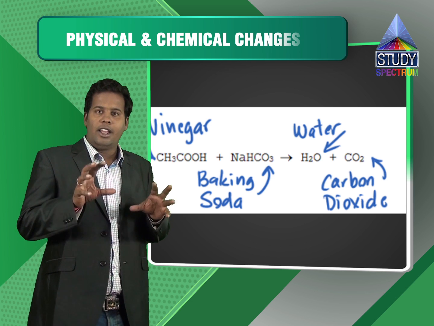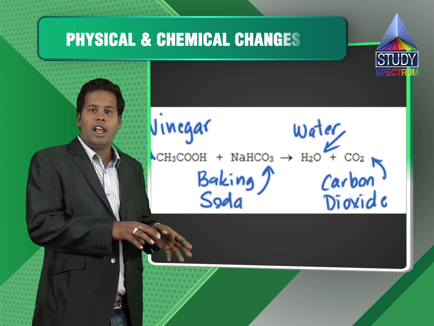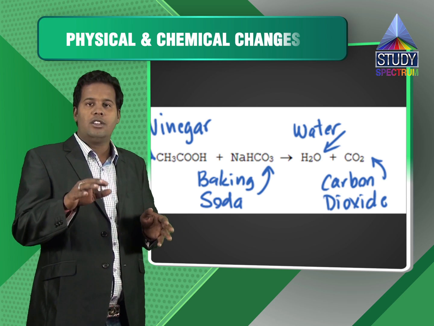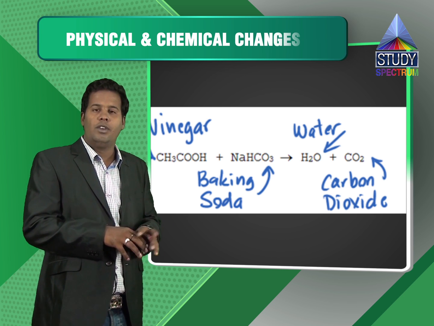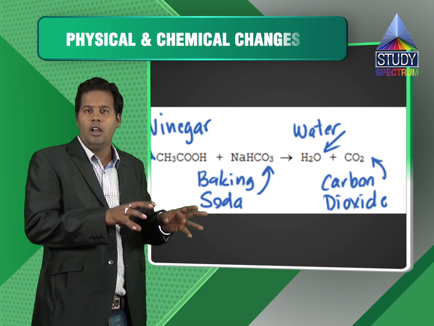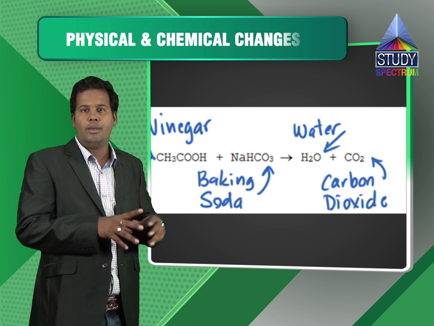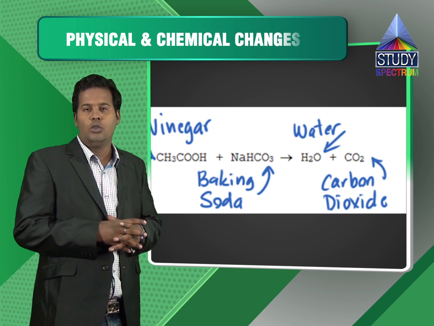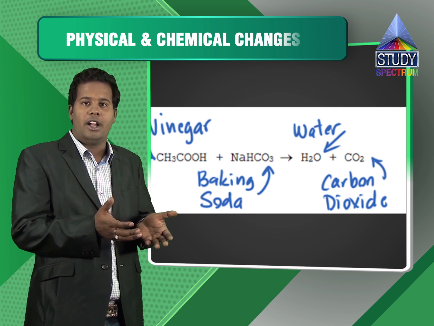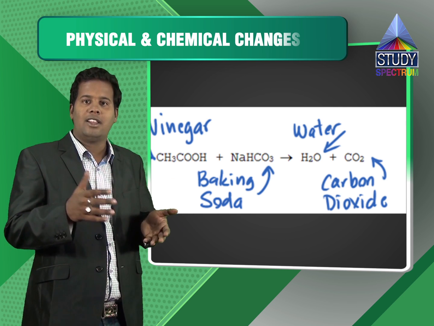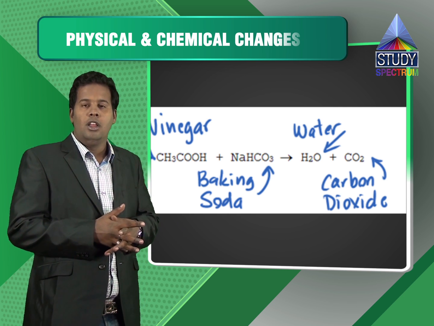Correct? Now in that case, we have seen when baking soda reacts with acid, the gas being evolved is carbon dioxide. Correct? So the answer of this question is when baking soda is mixed with lemon juice, bubbles are formed. Those bubbles are of which gas? Carbon dioxide. And the evolution of gas, the gas itself is carbon dioxide.